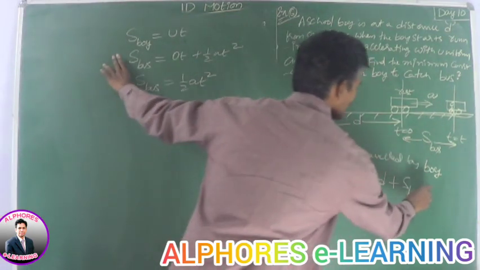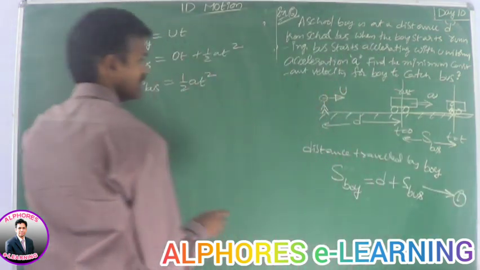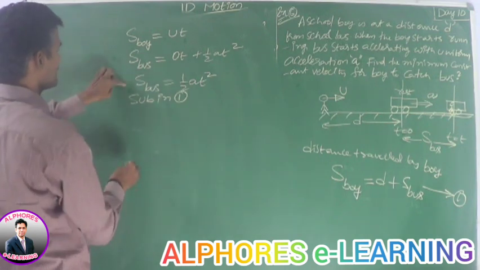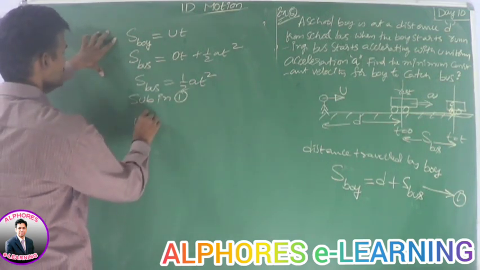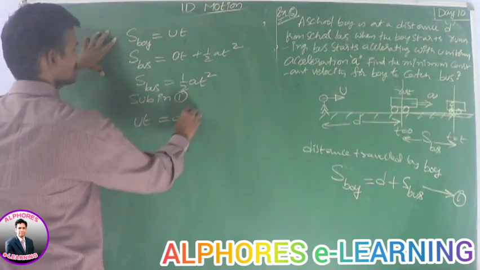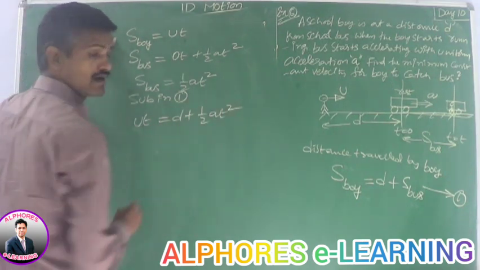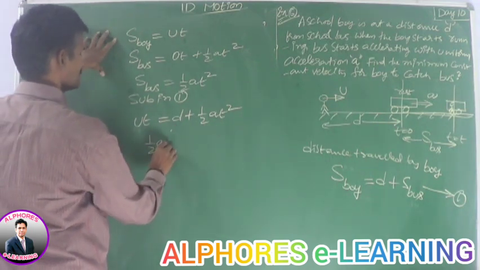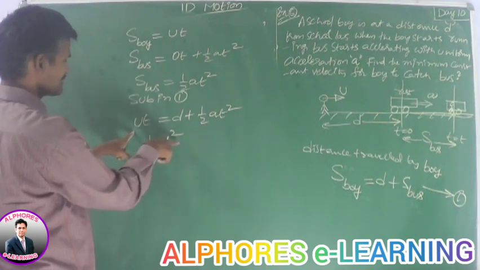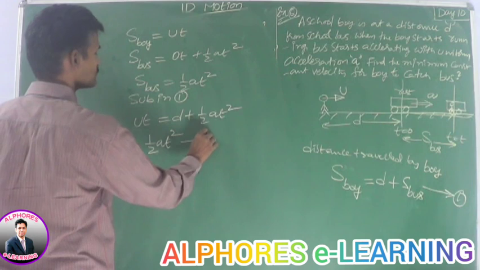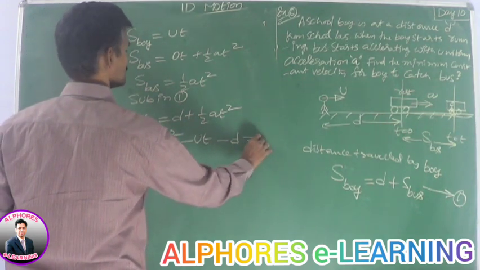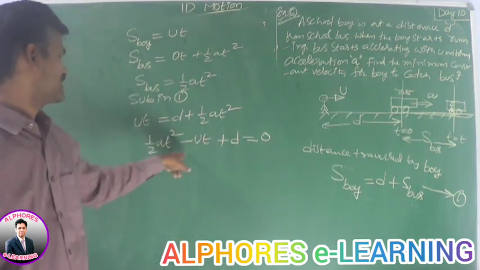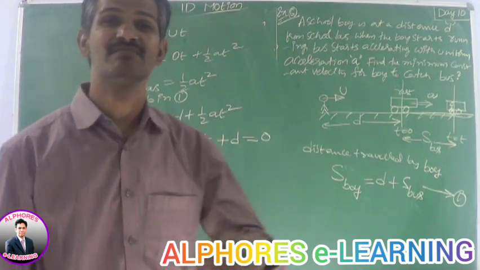So on substituting these two values in our first equation, we get S boy, that is ut, equal to d plus half at square. This equation can be modified like this: half at square minus ut plus d is equal to 0. Yes, this will be plus. Right, this is the correct equation. Actually, it is a quadratic equation in terms of time.